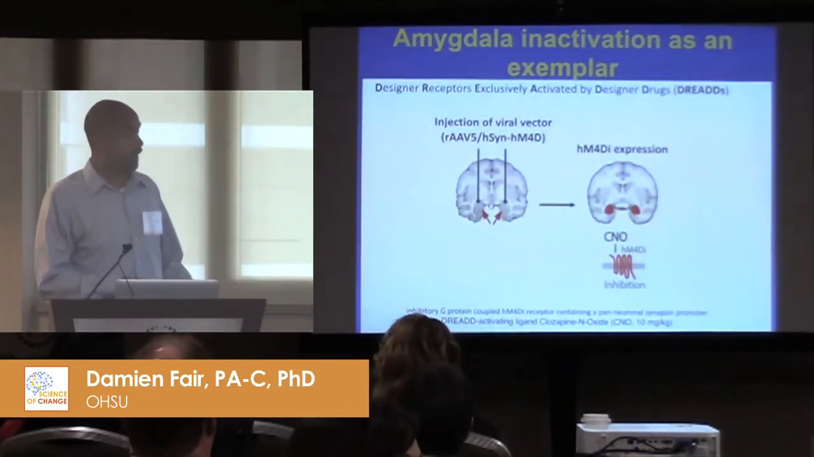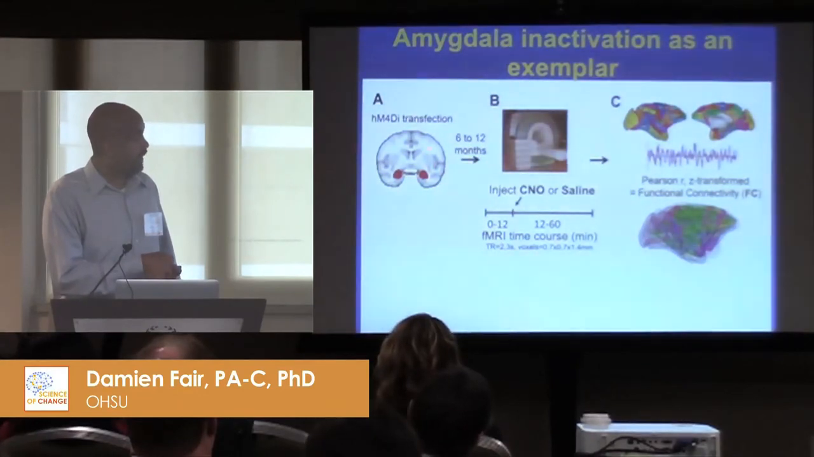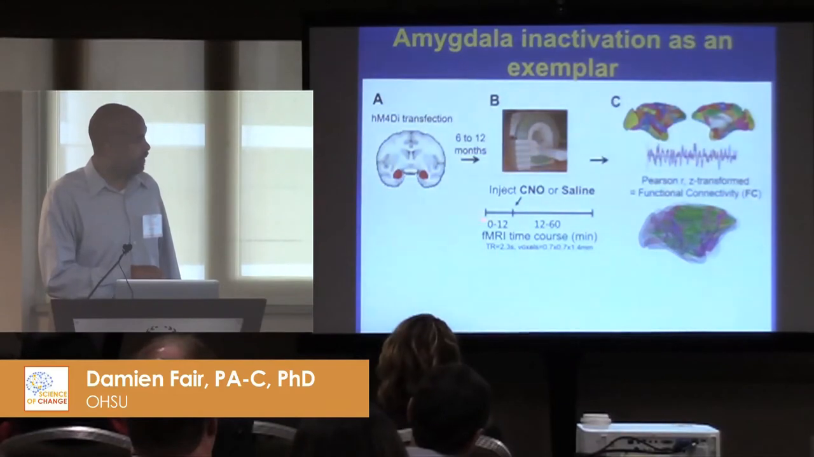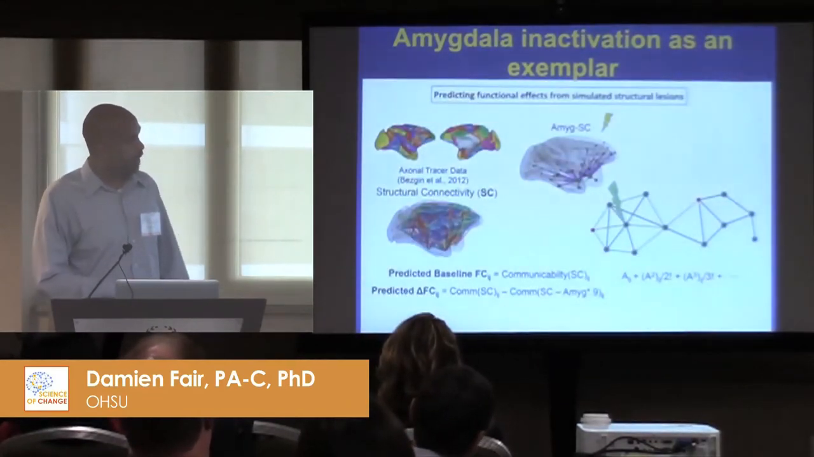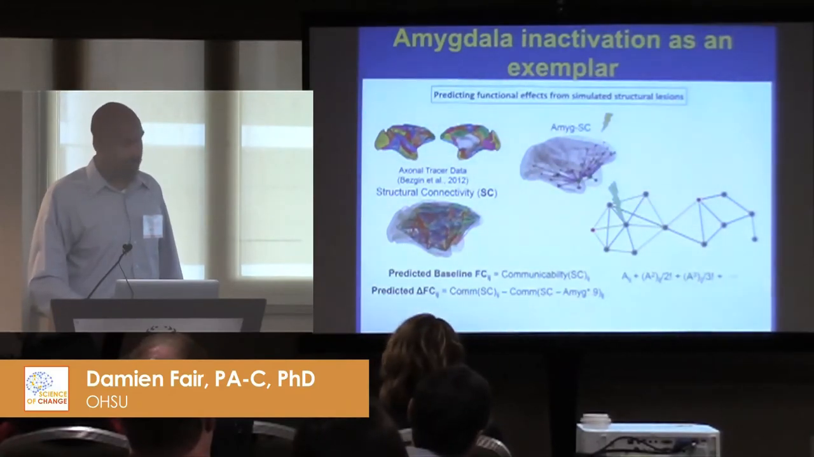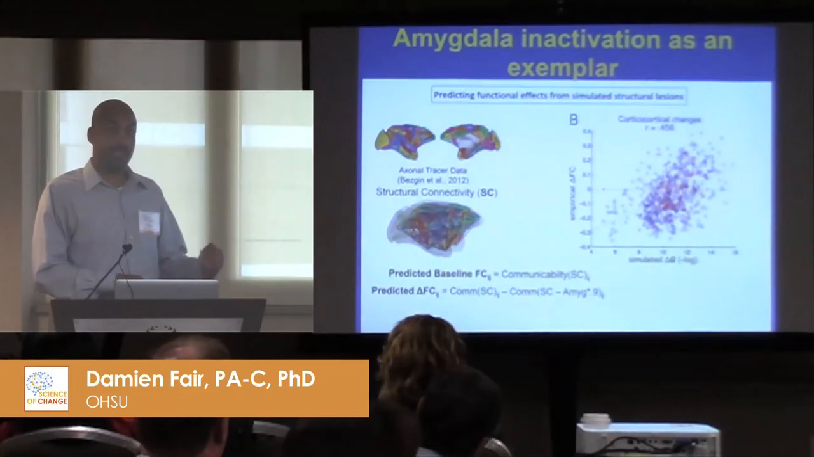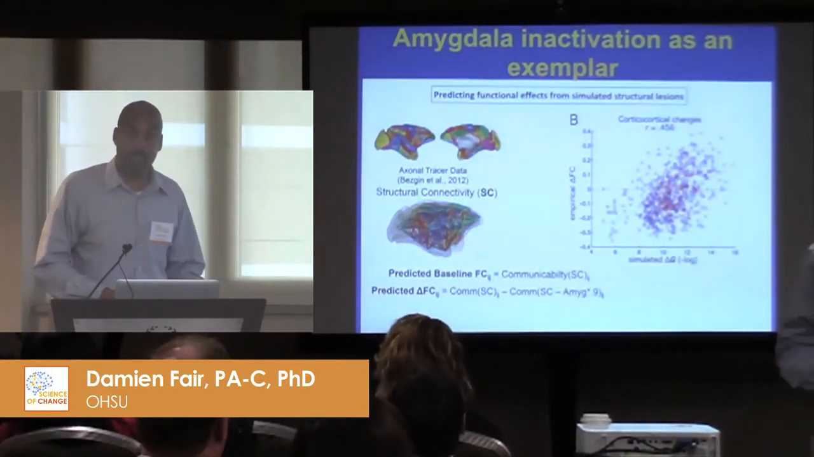Okay, so here's the experiment: you do the transfections, and as soon as you give CNO, you can selectively inactivate the amygdalas, and you can look at the pre and post change. And the idea is, can our models predict this change? And the answer is it can. So our model is pretty good: the change that we see from the model, we can predict the change that you see empirically in the monkey.